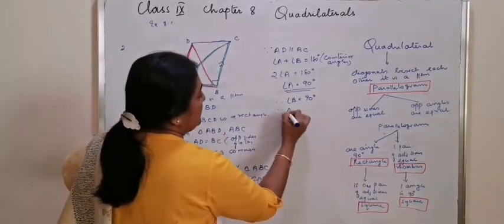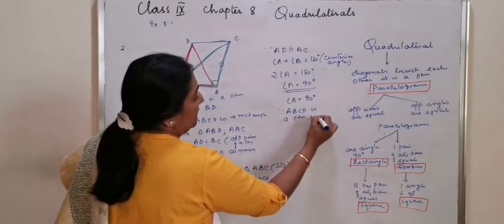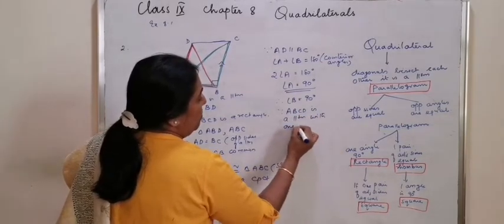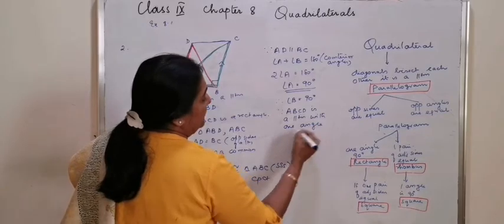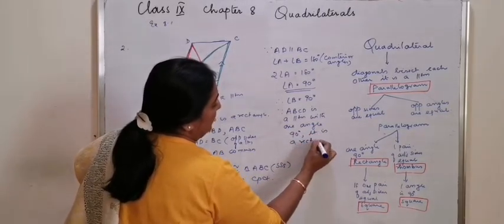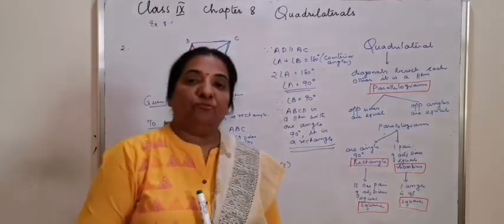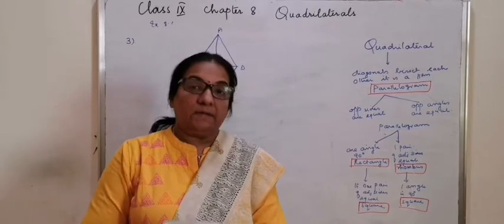So, since ABCD is a parallelogram with one angle 90 degrees, it is a rectangle. That is the proof for question number 2.